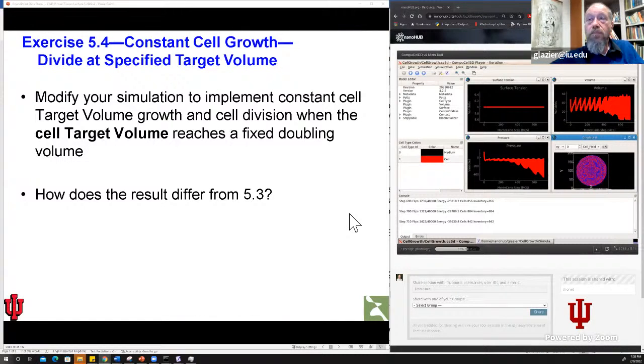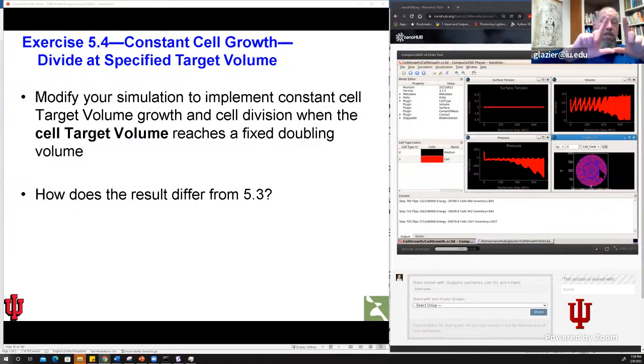Another one, and this is a big difference, is if you have the cells divide not when they reach a volume of 50, but when they reach a target volume of 50, you're going to get a totally different result, because in this case, the cells will continue to divide whether or not there's space. In this case, every 100 Monte Carlo steps or whatever you define, you have twice as many cells.